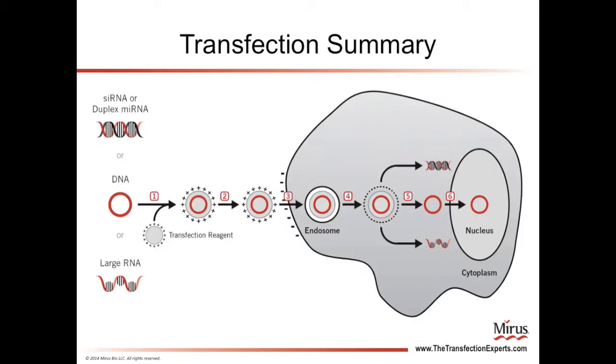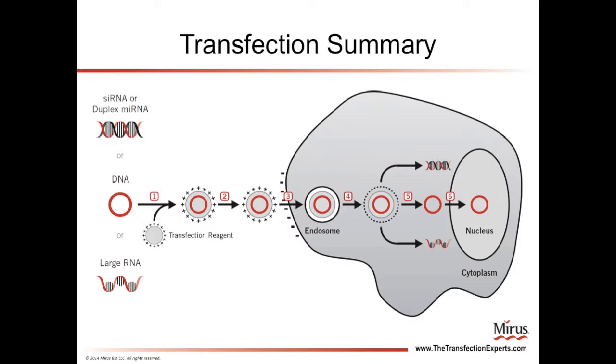This slide summarizes the process of transfection. As we discussed, transfection refers to the delivery of exogenous nucleic acids to cells. The nucleic acid could be plasmid DNA, messenger RNA, small RNAs such as siRNA and microRNA, or other types of nucleic acids. The first step in the process is the mixture of the nucleic acid to be transfected with a transfection reagent to form a transfection complex.